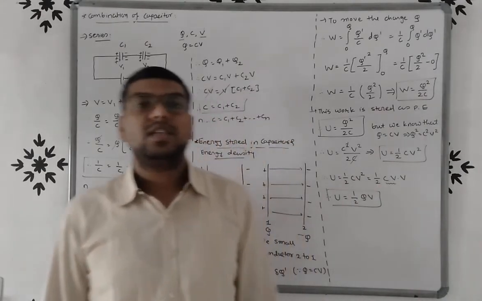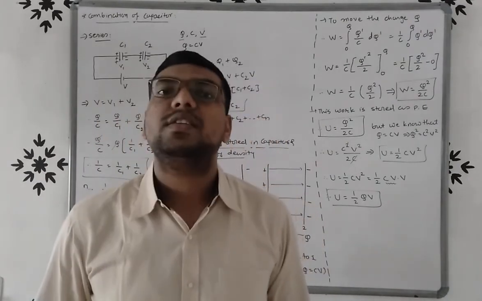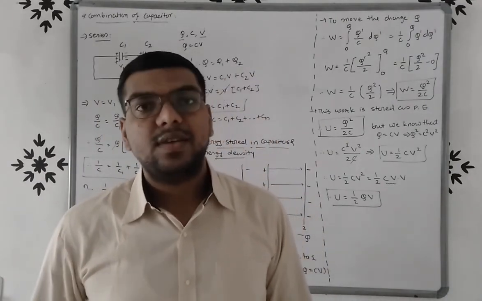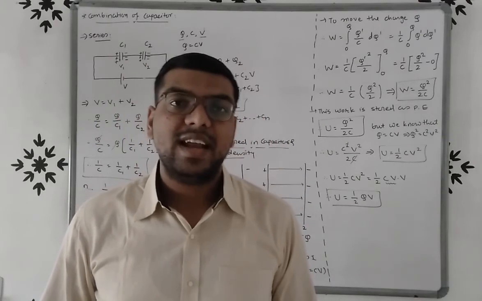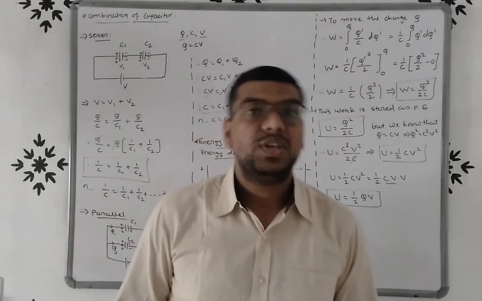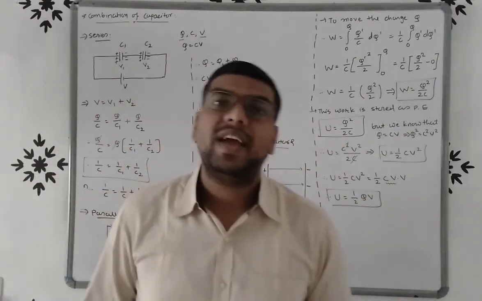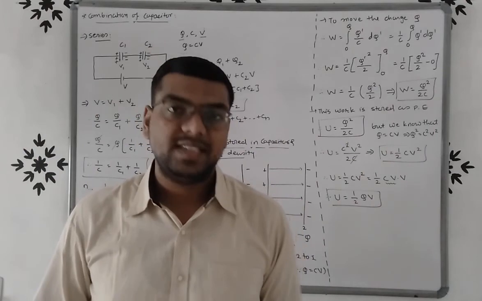So there are three formulas of energy stored in a capacitor. First one, Q square by 2C. Second one, 1 by 2 CV square. And third one, 1 by 2 QV. Right? So friends, you have to remember these formulas of energy stored in a capacitor.